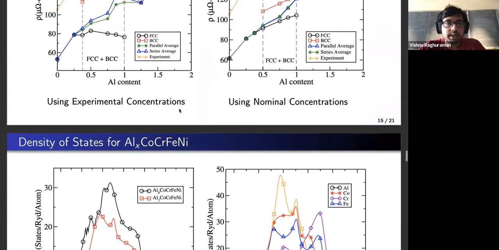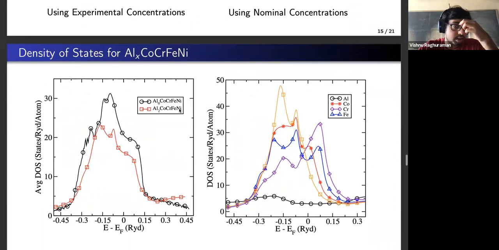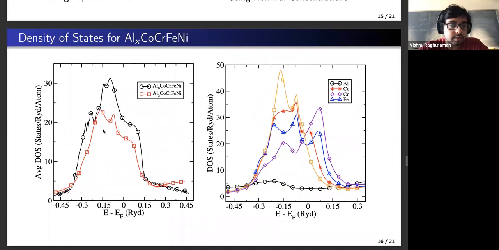So we took a look at the density of states. On the left, you have the concentration-averaged density of states. The black one is with 0 aluminum, and the red one is the aluminum cobalt chromium iron nickel. And the one on the right is the partial density of states for the aluminum 2 system. You can expect that the density of states will be smaller at the Fermi energy for the system with aluminum because aluminum doesn't have any d electrons, and that is what we see.